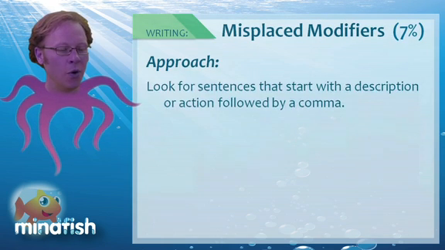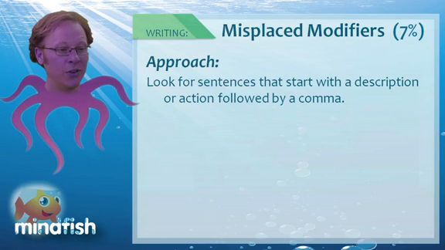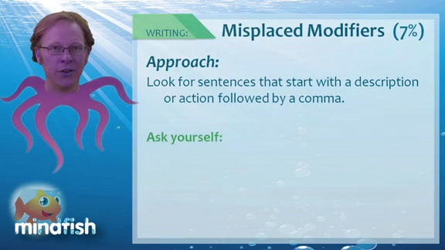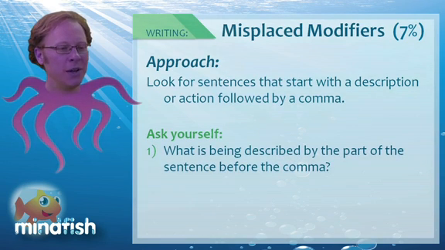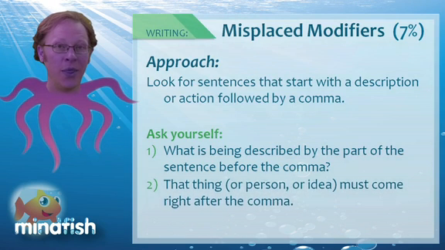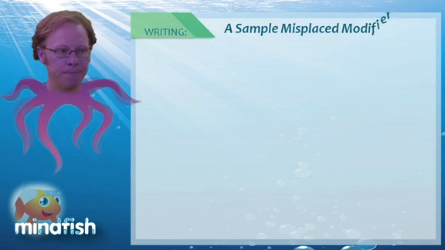First of all, look for the typical structure that I mentioned earlier. These sentences start with a description that ends with a comma, and generally the content after the comma is underlined. Then ask yourself, what is being described by the part of the sentence before the comma? Again, that person or thing needs to go right after the comma. Let's have a look at some real examples.